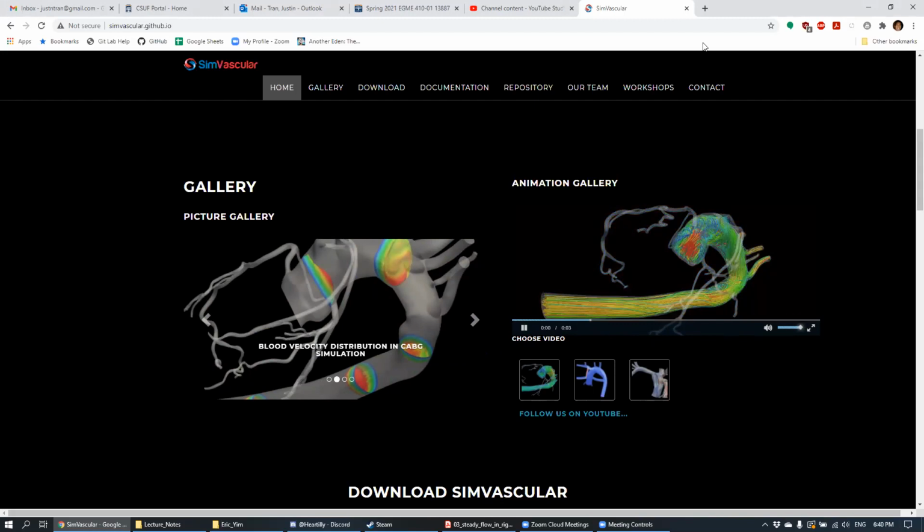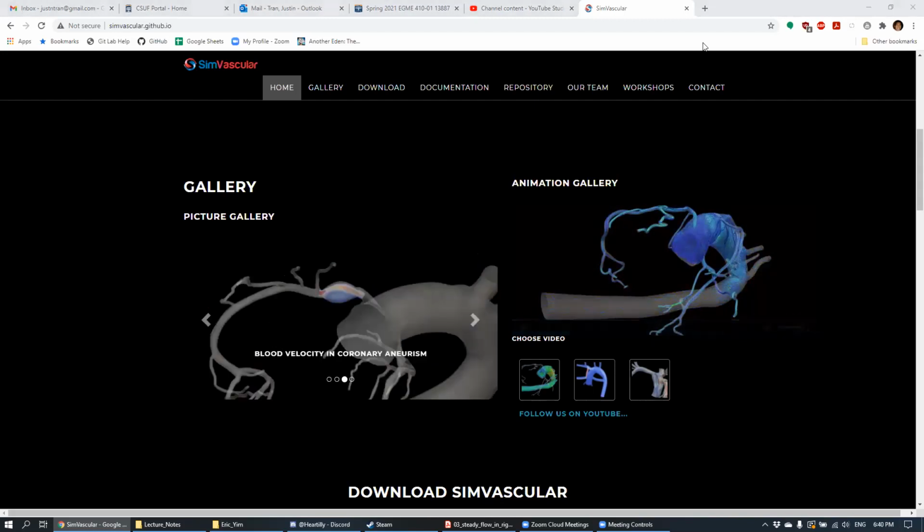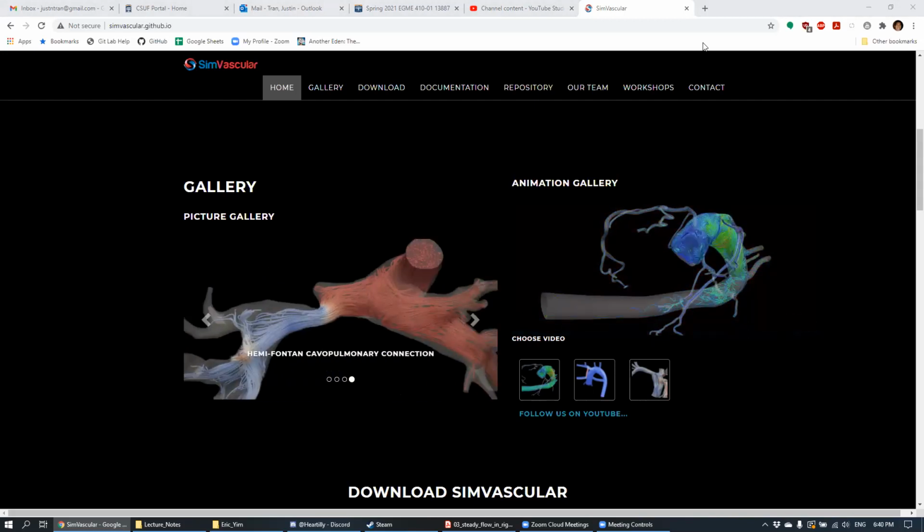Okay. So I've already secured the computing. We already have supercomputing access for this. And so it's just going to be a matter of using the software and running the simulation.